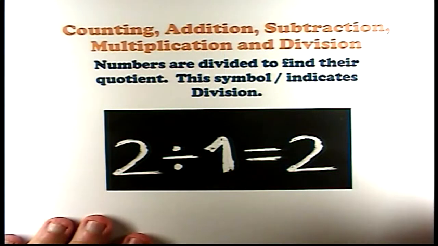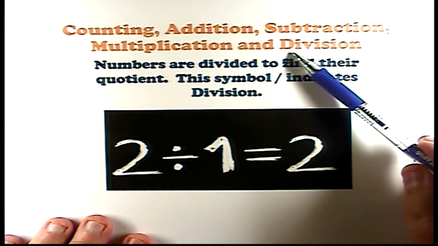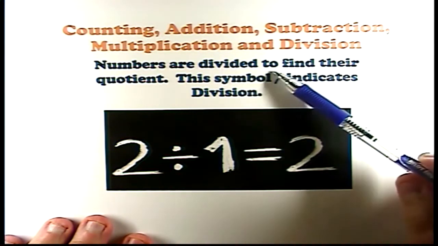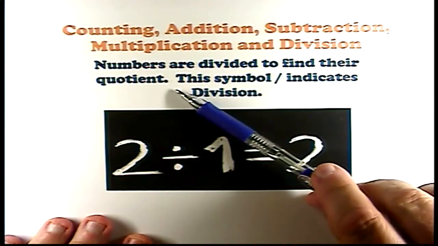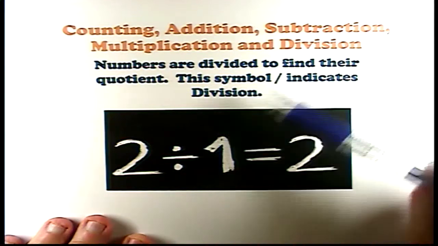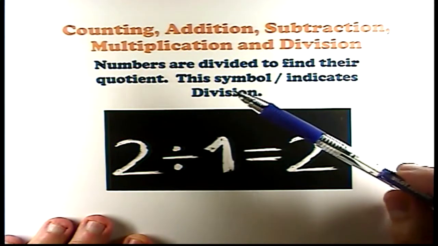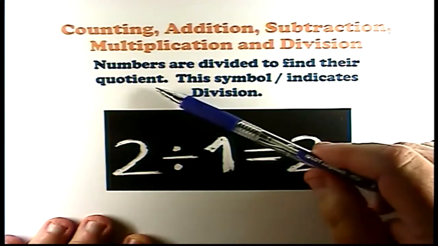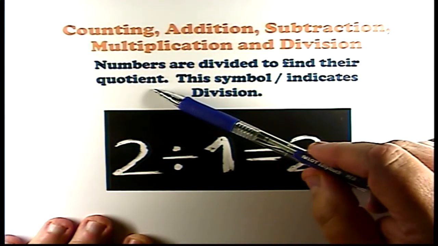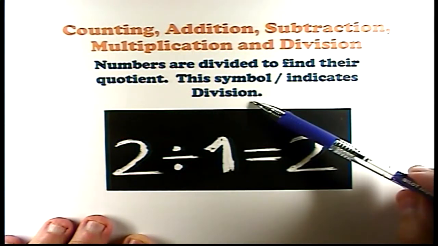Continuing along with the overview of counting, addition, subtraction, multiplication, and division. Numbers are divided to find their quotient. This symbol here, or this symbol here, represents division. But the answer to a division problem is a quotient. So whenever you hear quotient, remember that relates to division.